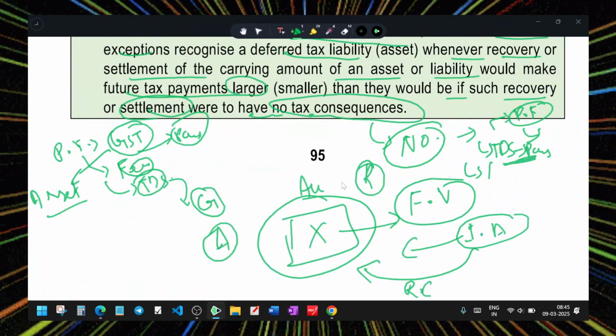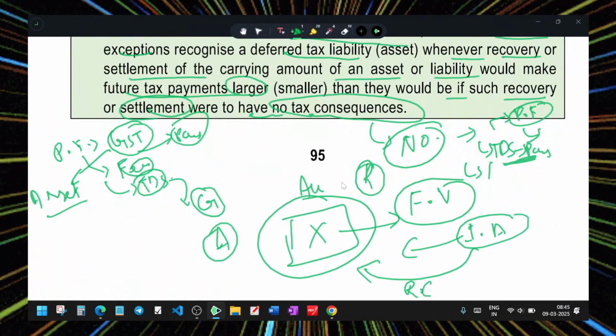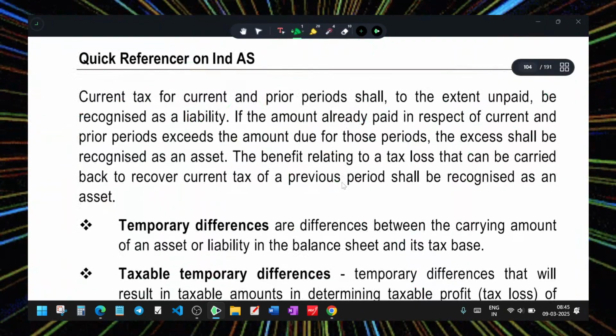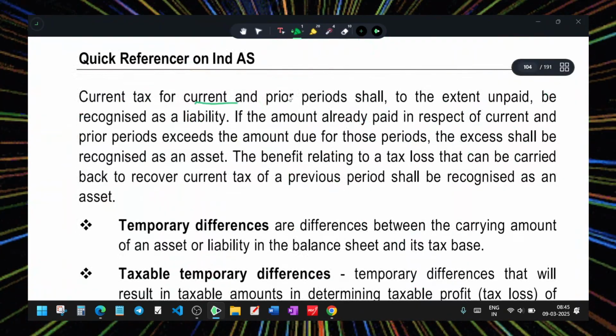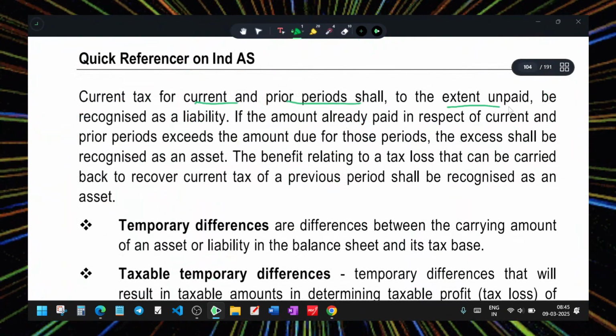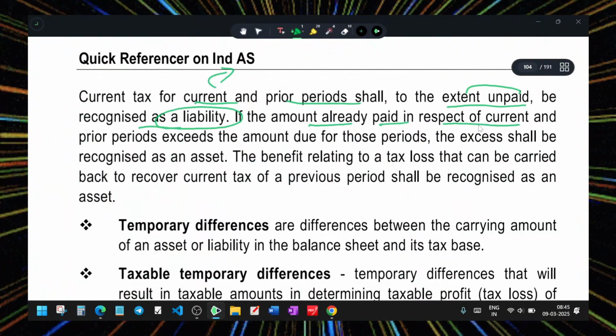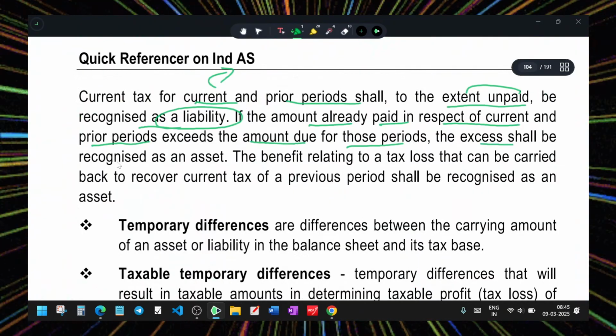So to bring in clarification, in the international standard, this has been said: the current tax for current and prior periods, to the extent unpaid, shall be recognized as a liability. Yes, current tax is a liability. If the amount already paid in respect of the current and prior periods exceeds the amount due for these periods, the excess shall be recognized as an asset.